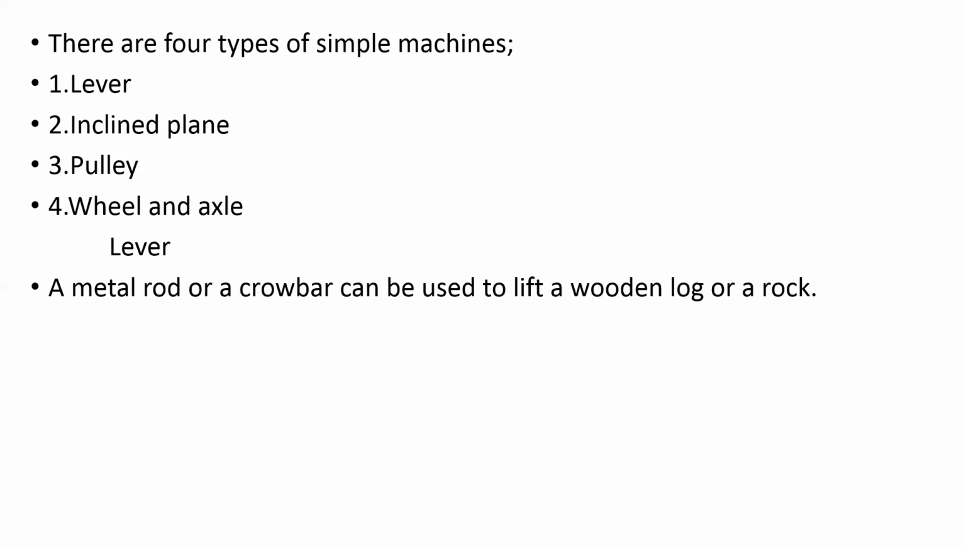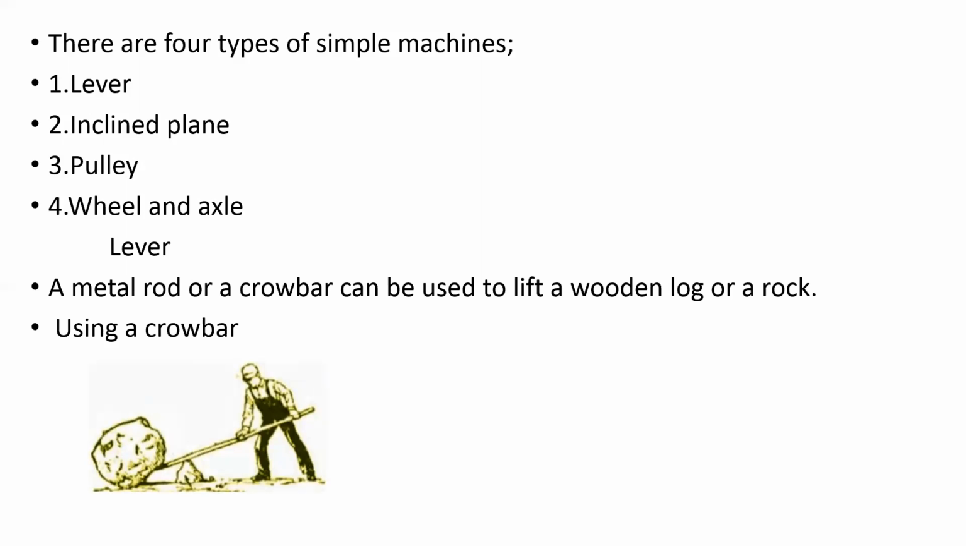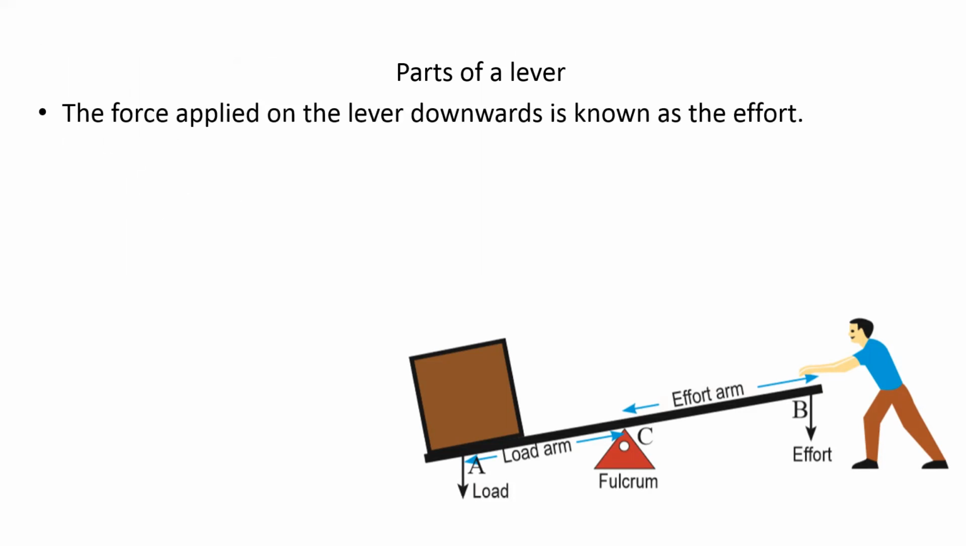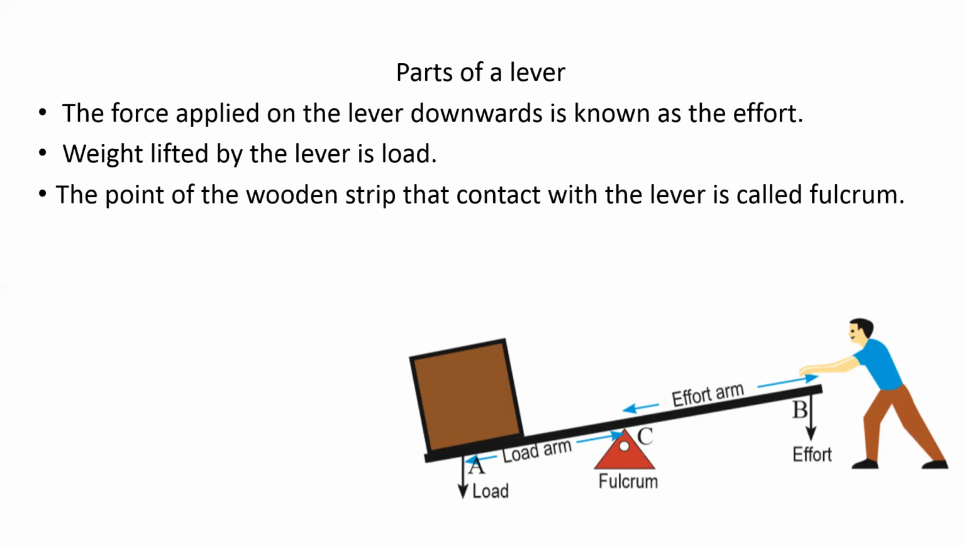A metal rod or a crowbar can be used to lift a wooden log or a rock. So this is the type of a lever. Parts of a lever. The force applied on the lever downwards is known as the effort. Weight lifted by the lever is the load, or force overcome by the lever is the load. The point on the wooden strip that contact with the lever is called fulcrum or pivot.